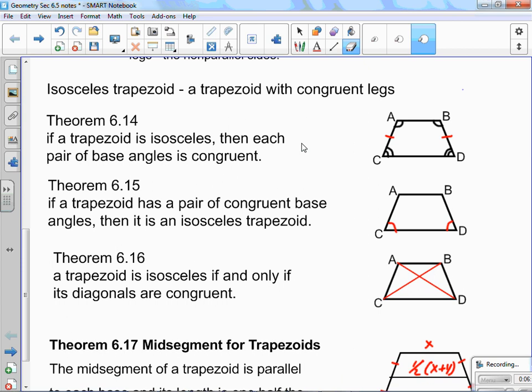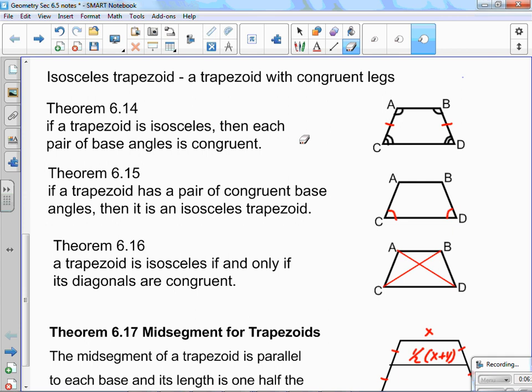All right. Theorem 614. If a trapezoid is isosceles, then each pair of base angles is congruent. So the base angles are going to be the angles at each end of the two bases. And remember, the bases are the parallel sides. So AB is one base, and so the two angles on each end of AB, angle A and angle B, would be congruent.